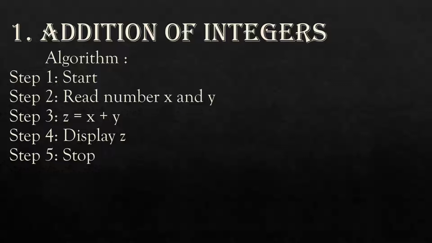and in the fourth step we are displaying the value of z. Whatever the value of z will be, it will be displayed by using variable z. So in the fifth step we end the algorithm, so we are using the keyword stop.